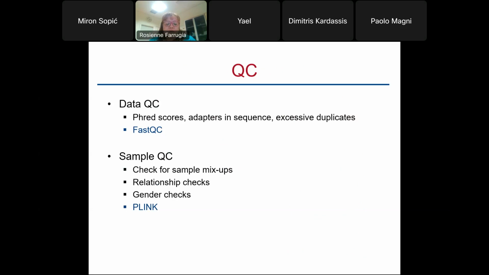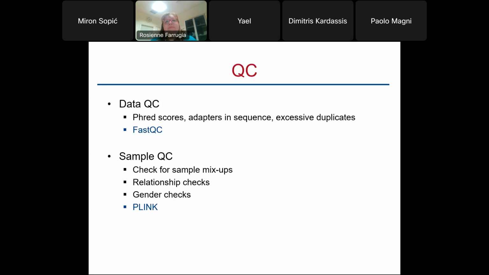But with high throughput sequencing, it's also important to carry out sample QC. So to check for sample mix-ups, to check whether people who should be part of the family are really members of the same family. If you know that one sample should be from a male and another from a female, are they really like that? Just to make sure that there are no sample mix-ups, especially when you're dealing with large data sets. If you've got thousands of genomes you're analyzing, then sample QC is extremely important. And typically we use Plink for sample QC.